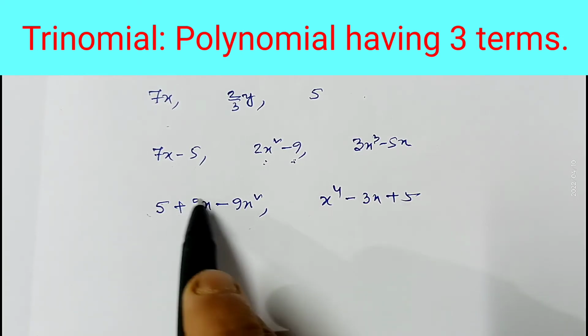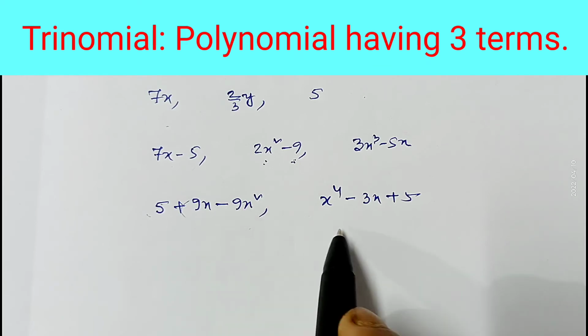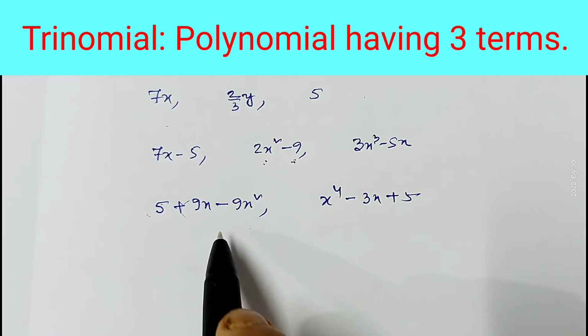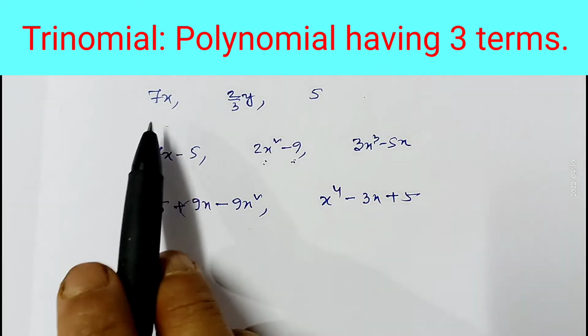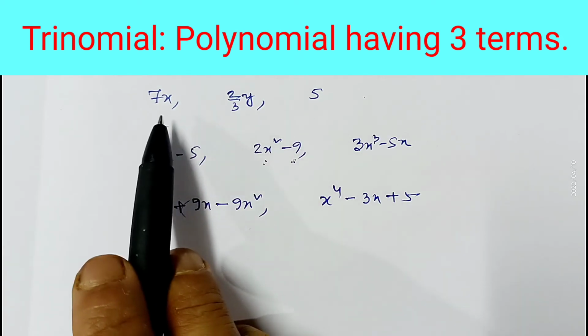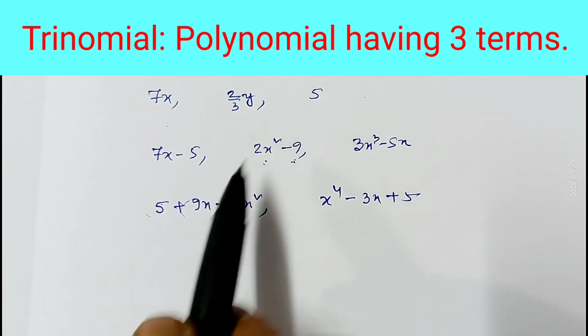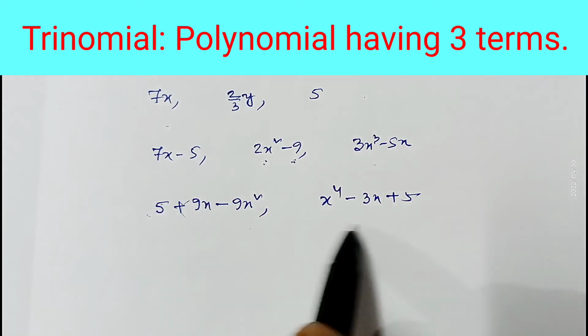Here also first, second, third. Since in these two examples there are 3 terms, these are called trinomials. So these are examples of monomials as they contain only one non-zero term. Here these are binomials and these are trinomials.